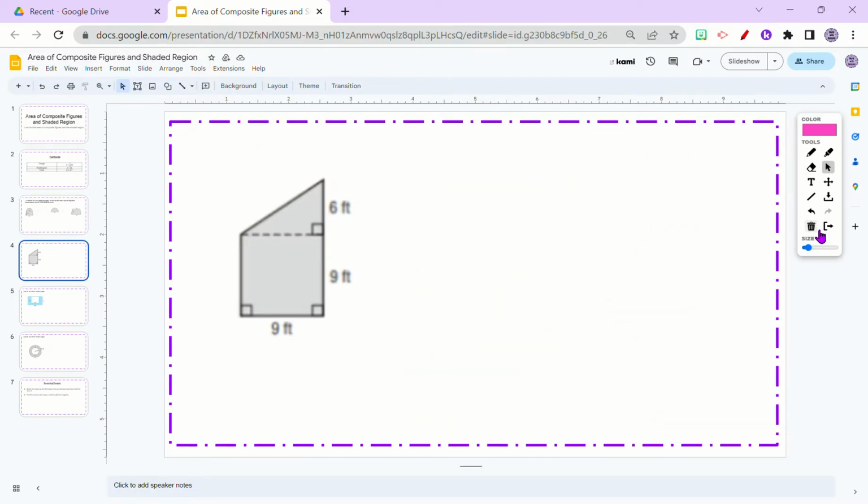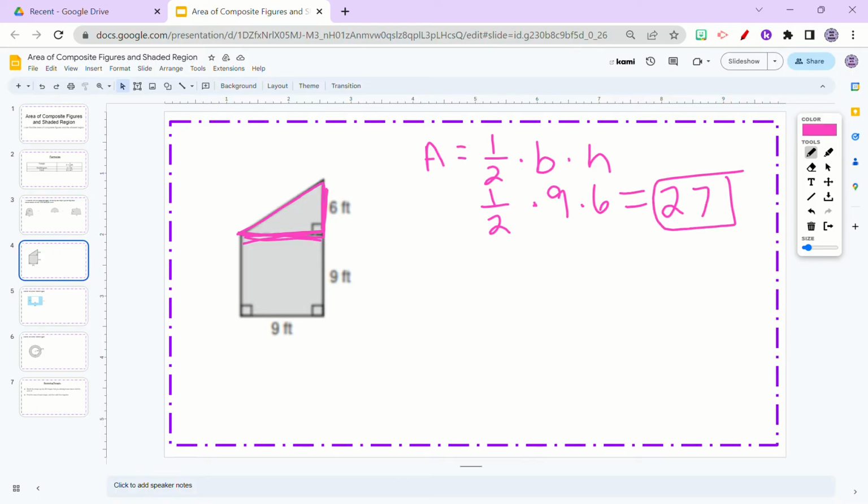All right, and here is our next example. We're going to break this up into a triangle first. So the area of a triangle is 1/2 times base times height. So we have 1/2 times the base is 9 and the height is 6. So 1/2 times 9 times 6. Well, half of 6 is 3, and then 3 times 9 is 27. You can also type that in your calculator, 0.5 times 9 times 6 if you wanted to.